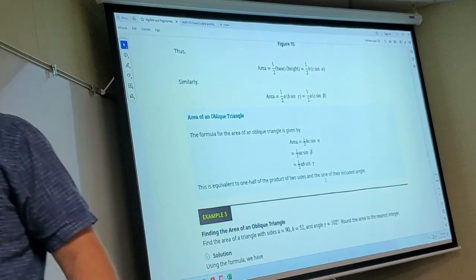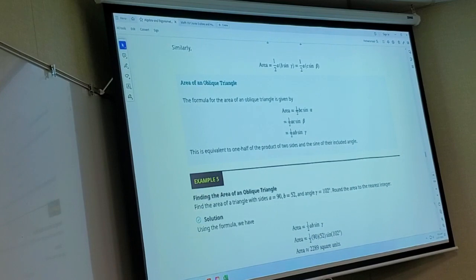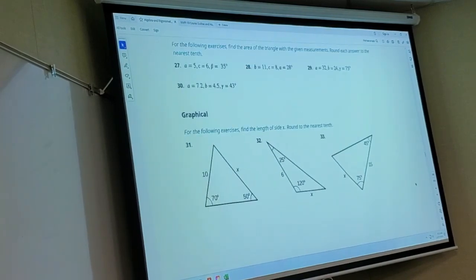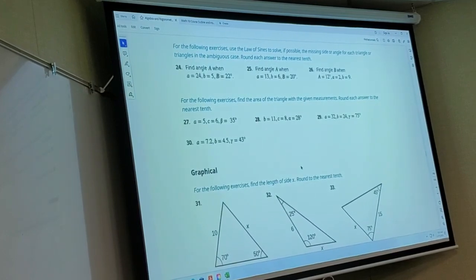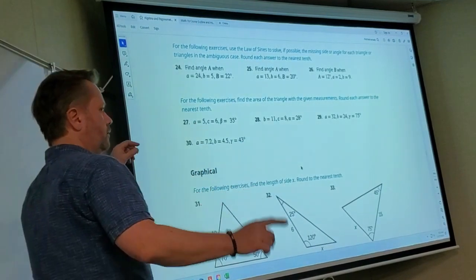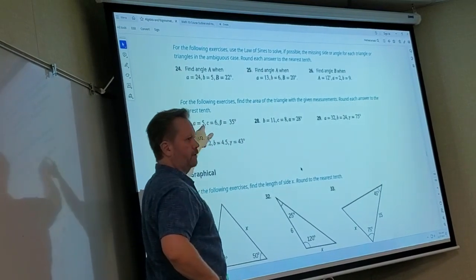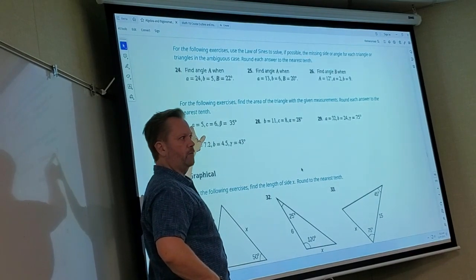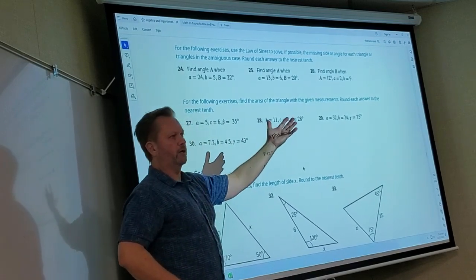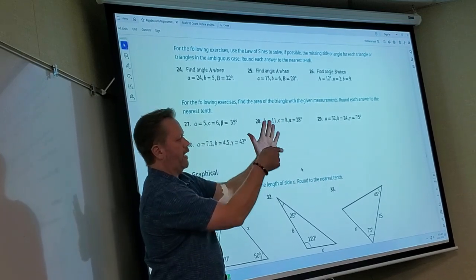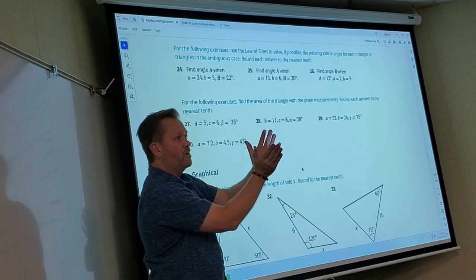Would that be a question on the test? Like for 27, you would do 1/2 times AC sine 35. The real shortcut is that the angle has to be the one between the two sides. If they told me A, B, and angle beta, I couldn't use that formula. I need a side, and the angle between. So these two sides have to be the ones that make the angle.